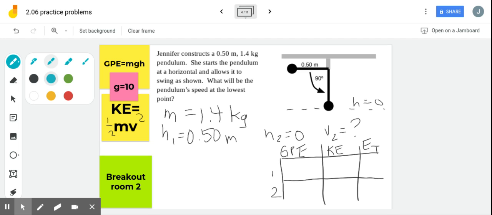Here we are with question 4. Jennifer constructs a 0.5 meter, 1.4 kilogram pendulum. She starts the pendulum at a horizontal and allows it to swing as shown. What will be the pendulum's speed at the lowest point?